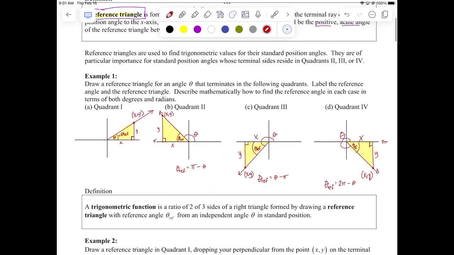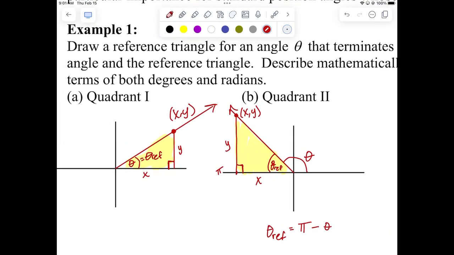Good. All right. So we've already been finding reference angles. We know how to find reference angles. The only difference now is we're going to create these triangles that have side lengths. And the side lengths are determined by the point from which we drop the perp. Got it? Okay. Now that we have triangles, triangles have how many sides? 3. Let's go ahead and label them.